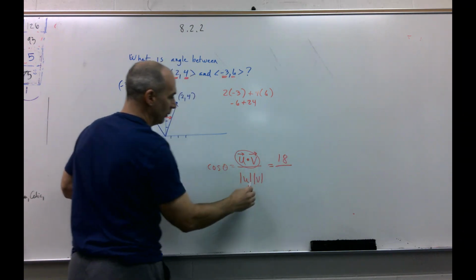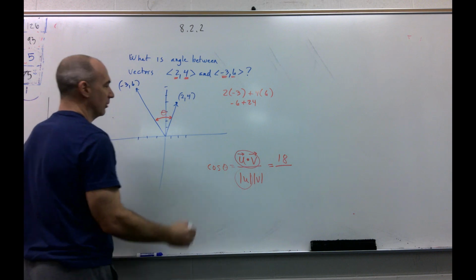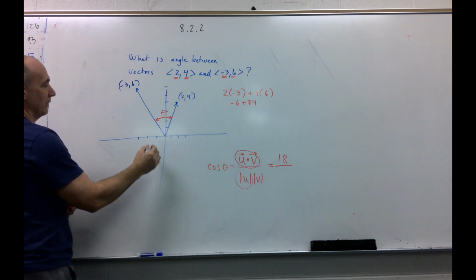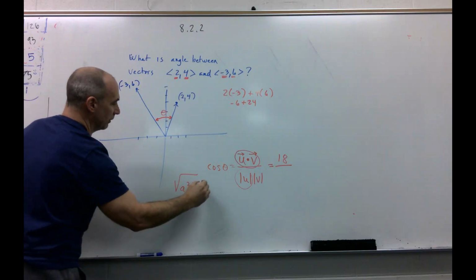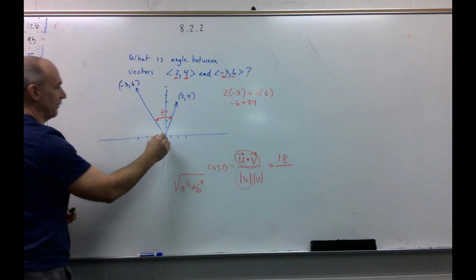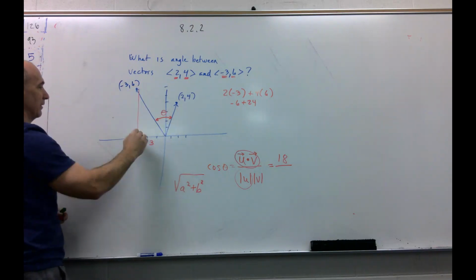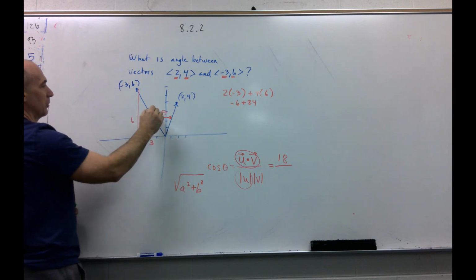18. Now what's this symbol? That symbol's the magnitude. So how do we find the magnitude? Well, we're going to use this formula, which is just the Pythagorean theorem, because if I went like this, this is 3. If I went like this, this is 6. And we go a squared plus b squared equals c squared.